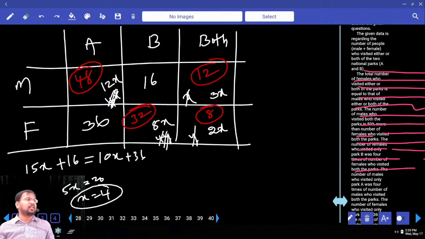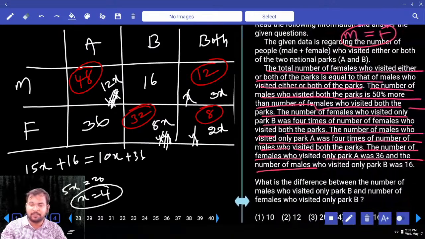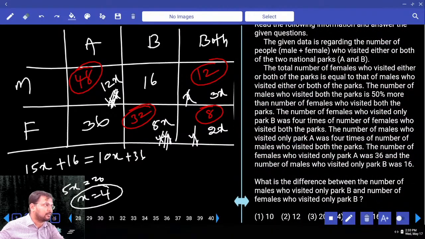Now we know all the values, na? So once you predict this diagram, the questions are very easy for you or not? So just copy this one, na? I will give the questions.